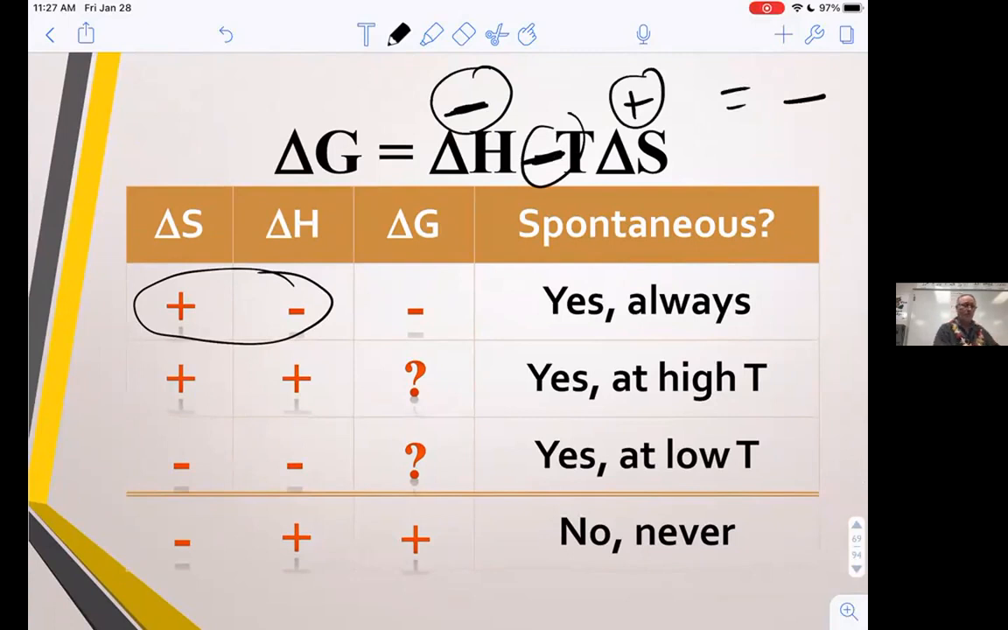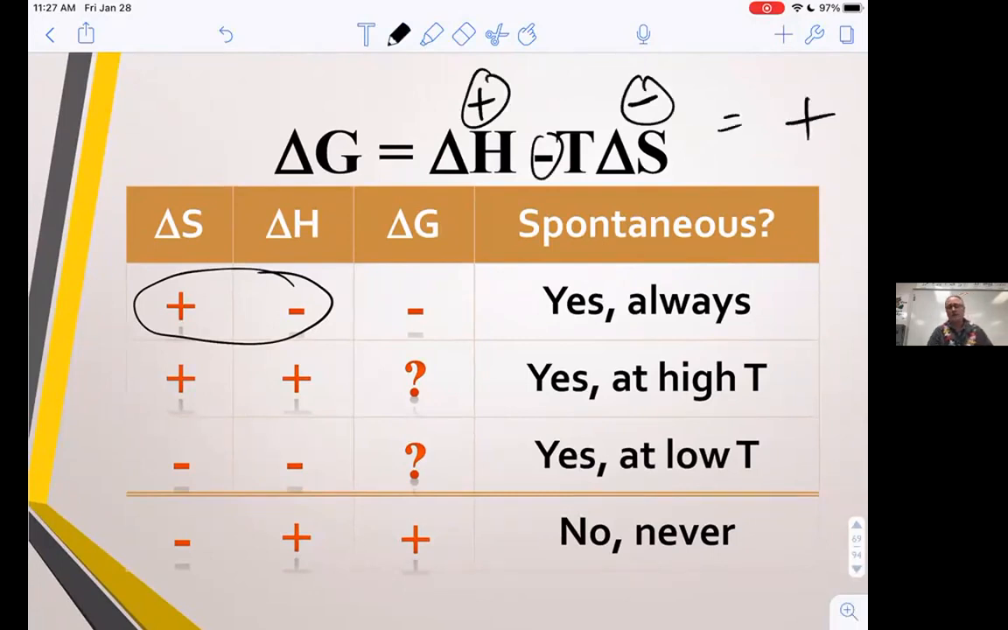If the signs are different, it's going to be one or the other. What if I had something that was positive? I have positive H and a negative S. I have a positive minus a negative, and that's always going to give you a positive value. So those reactions that have endothermic values, in other words positive delta H, and decreasing entropy values, so negative delta S, you would see a reaction that is not spontaneous and would favor the reactants.